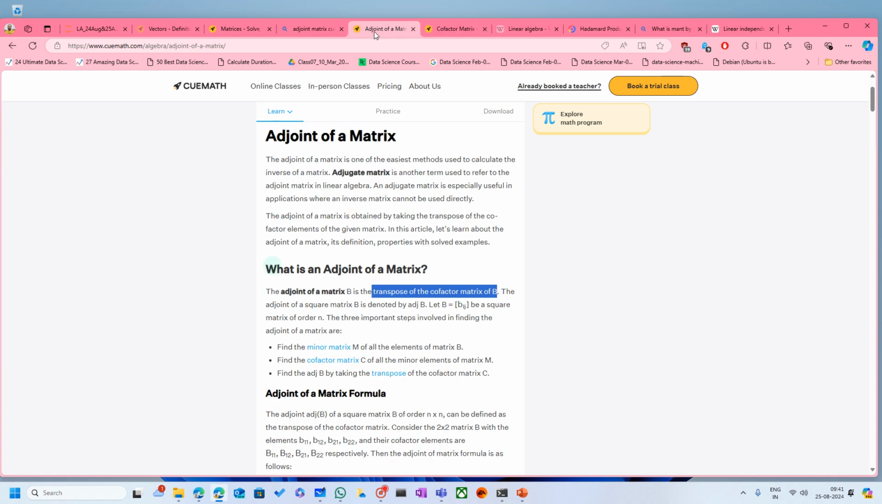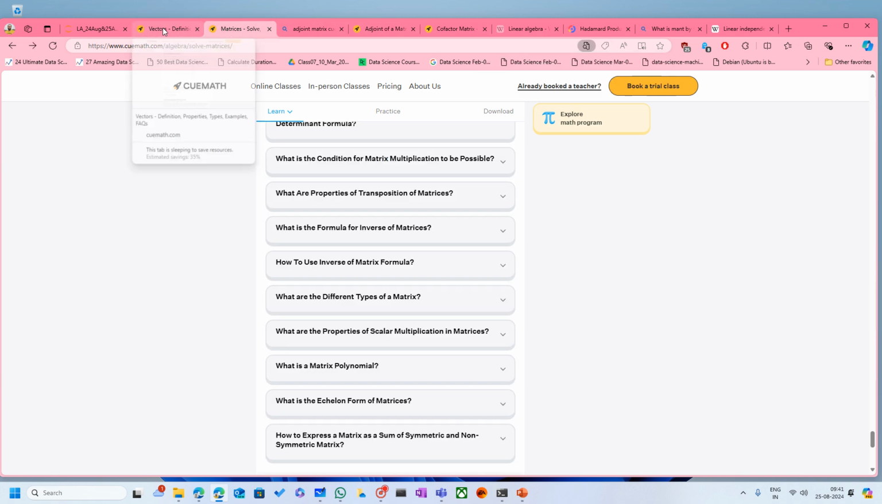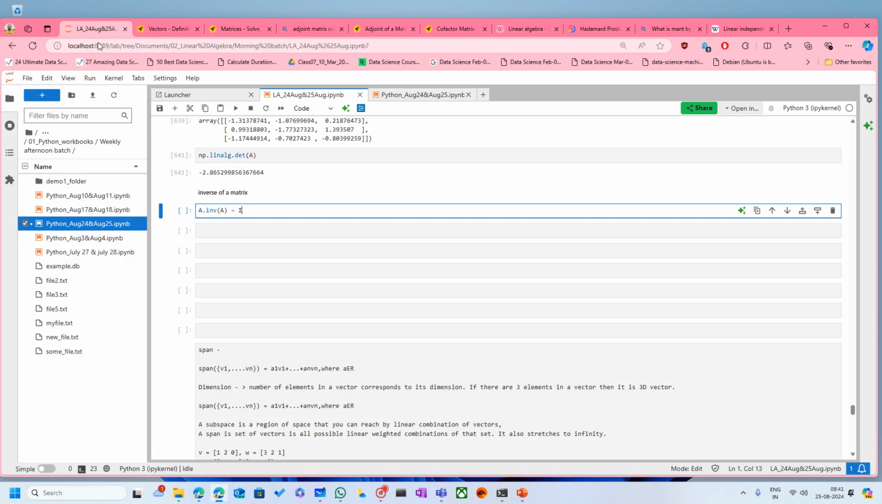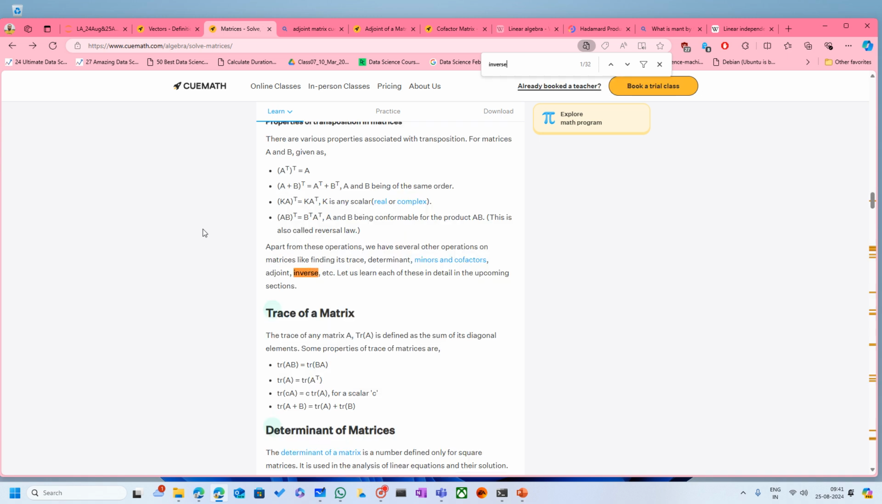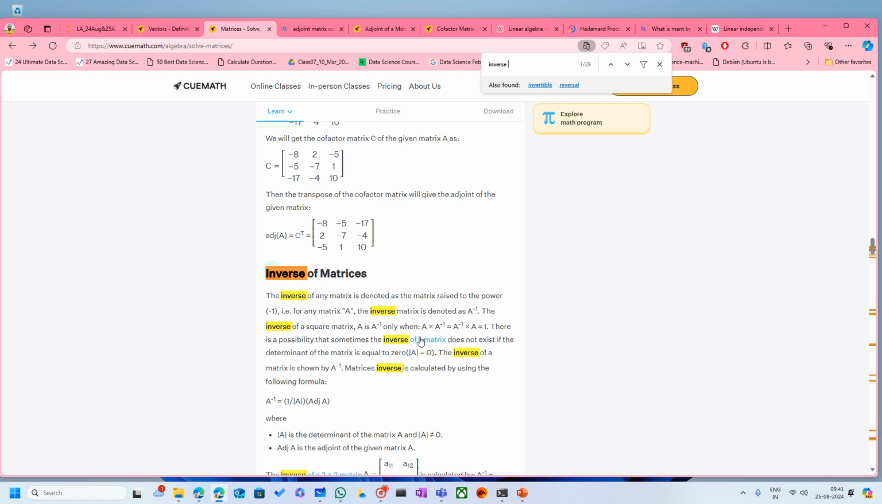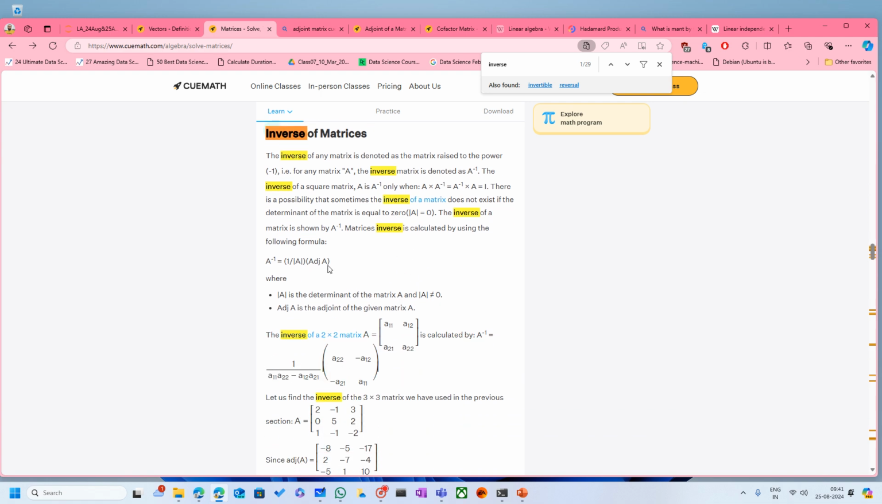Now after you get the cofactor of that matrix, you have to take the transpose of that cofactor, and then you get the adjoint of a matrix. That adjoint has to be multiplied by 1 divided by the determinant of A. So this is how you get A inverse mathematically.